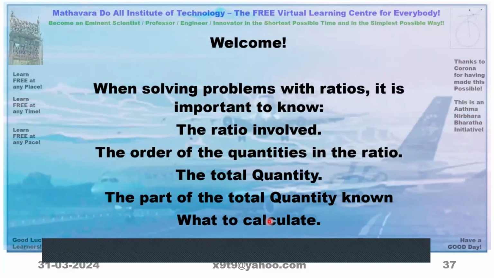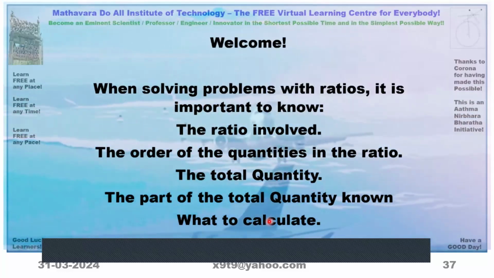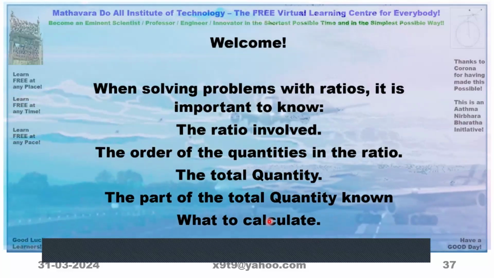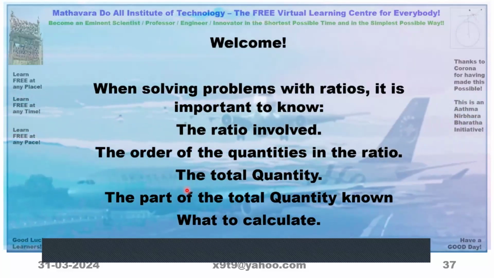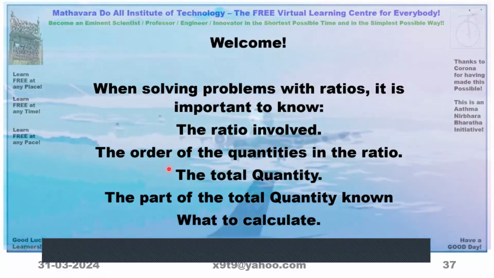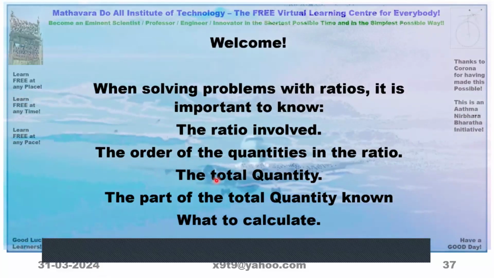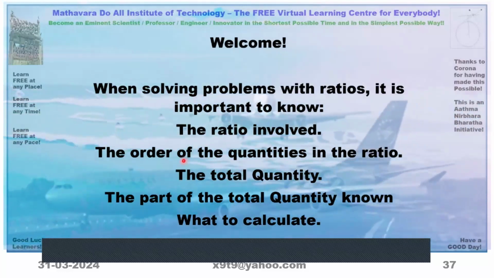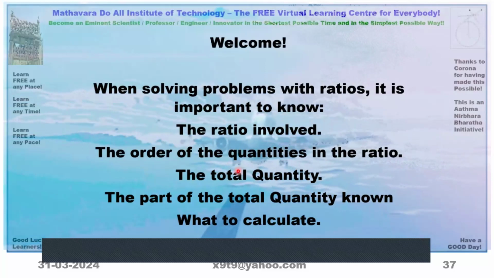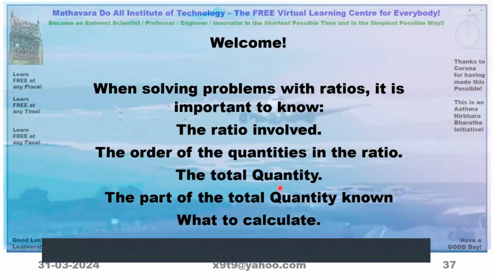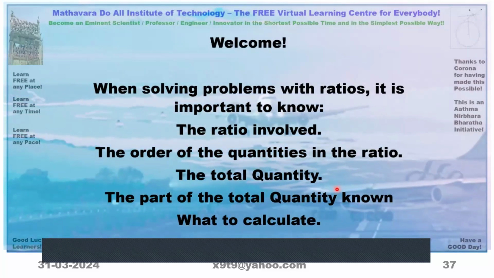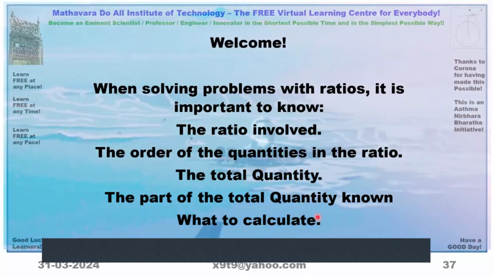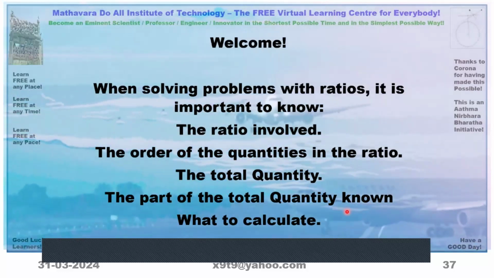So when solving problems with ratios, it is important to know what the ratio involved is, the order of the quantities in the ratio, that is which is coming first, which is coming next, and the total quantity. When you have the individual quantities, you can add them to get the total. Part of the total quantity means part to the whole. What else to calculate? If something is known, we can calculate the others.